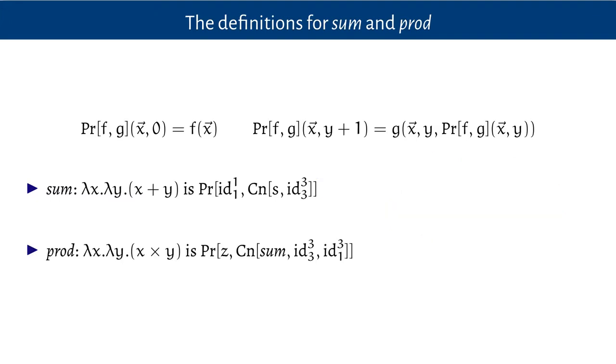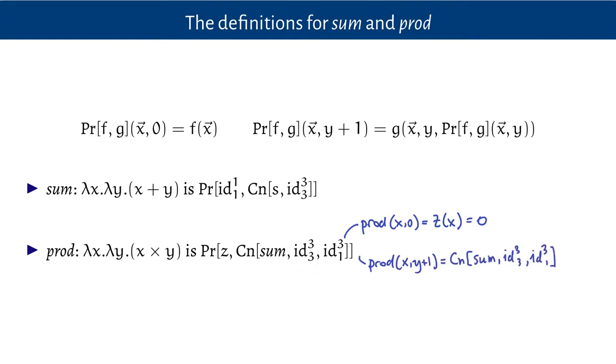You can do exactly the same thing for product. It goes like this. What's the product of x and 0? It's the 0 function applied to x, namely 0. And the product of x and y plus 1 is just this composition function applied to x, y, and the product of x and y. And that's the product of x and y added to x. So that should give you an idea of how primitive recursion works.